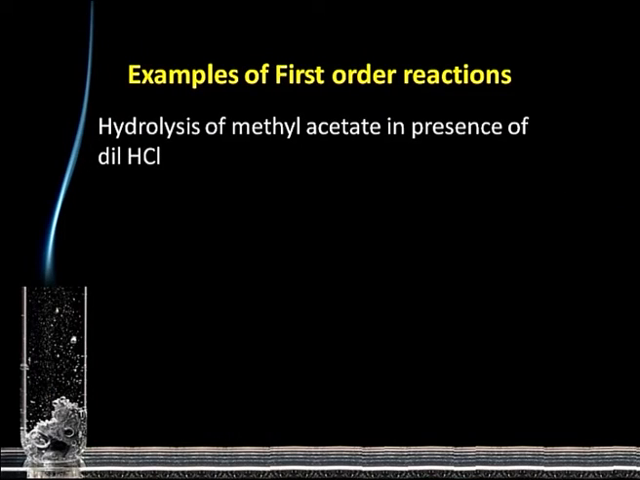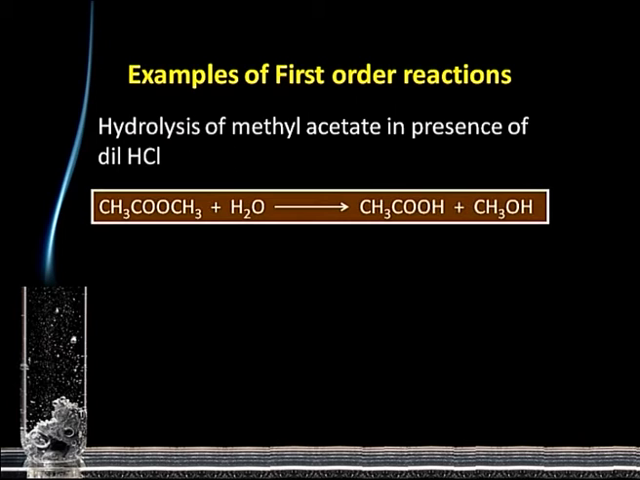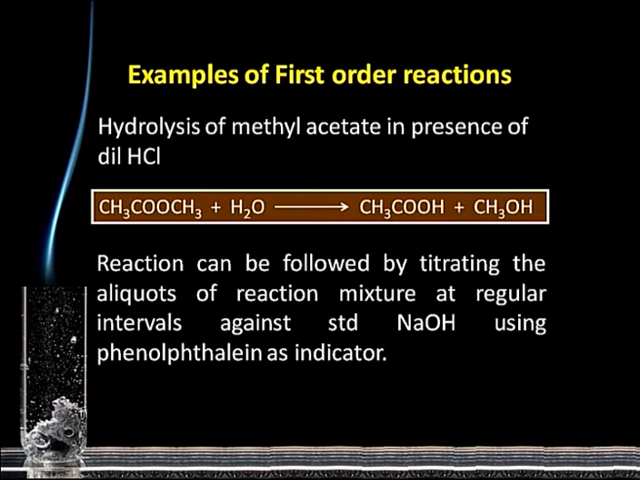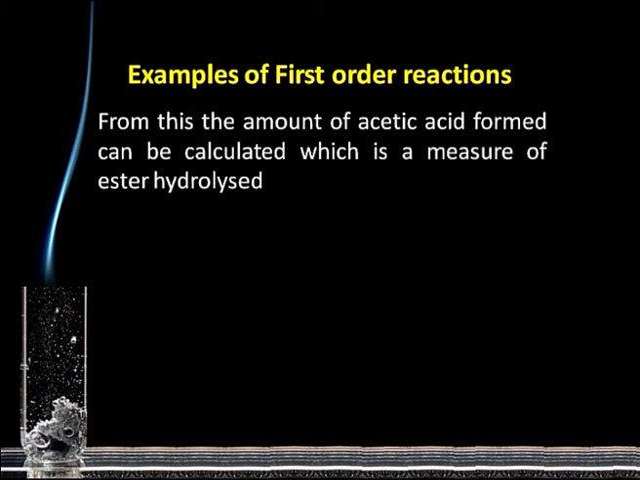Examples of first order reaction: hydrolysis of methyl acetate in presence of dilute HCl, often repeated example, we are familiar with it. In this case, if you look at stoichiometry 1, 1, 1, 1, the reaction can be followed by titrating aliquots of reaction mixture at regular intervals against standard sodium hydroxide using phenolphthalein as the indicator. And in this case, we take water in excess and we find out how much of acetic acid is formed during the course of reaction after definite time interval.